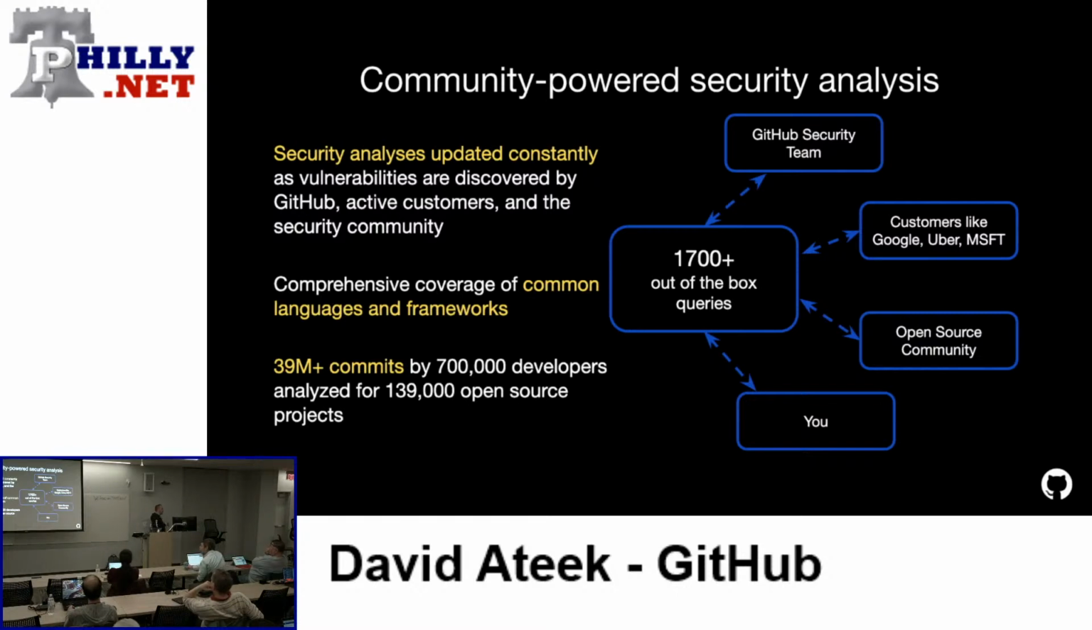Here's kind of how it works. You have customers like Google and Uber and Microsoft writing these queries. They're contributing those queries back to the open source community. You have other open source contributors as well. You have our GitHub security team, who is a CVE issuer at this point, contributing as well. And you, as a developer, get to bring those queries into your organization.